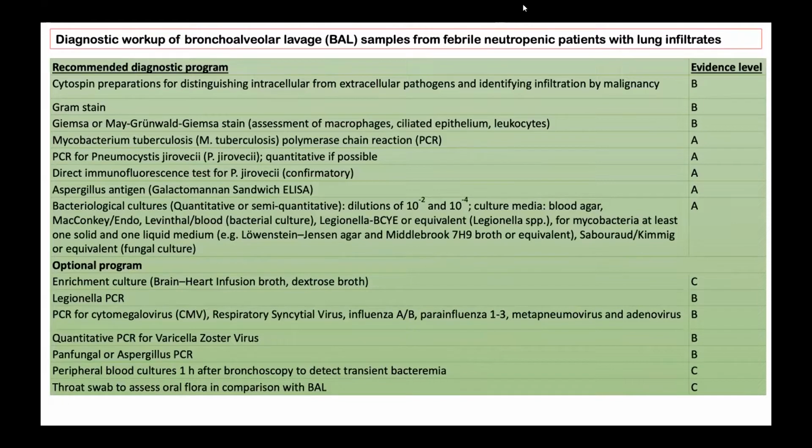And you can use different media for that. For mycobacterium, you should use at least one solid and one liquid media. Then, of course, for fungal, Sabouraud or equivalent fungal culture media should be used. There are optional other tests or facilities that you can use for enrichment or for making the yield more helpful, such as brain heart infusion broth, Legionella PCR, PCR for CMV, RSV, influenza, adenovirus, etc. And of course, a peripheral blood culture is also recommended after bronchoscopy to detect transient bacteremia.